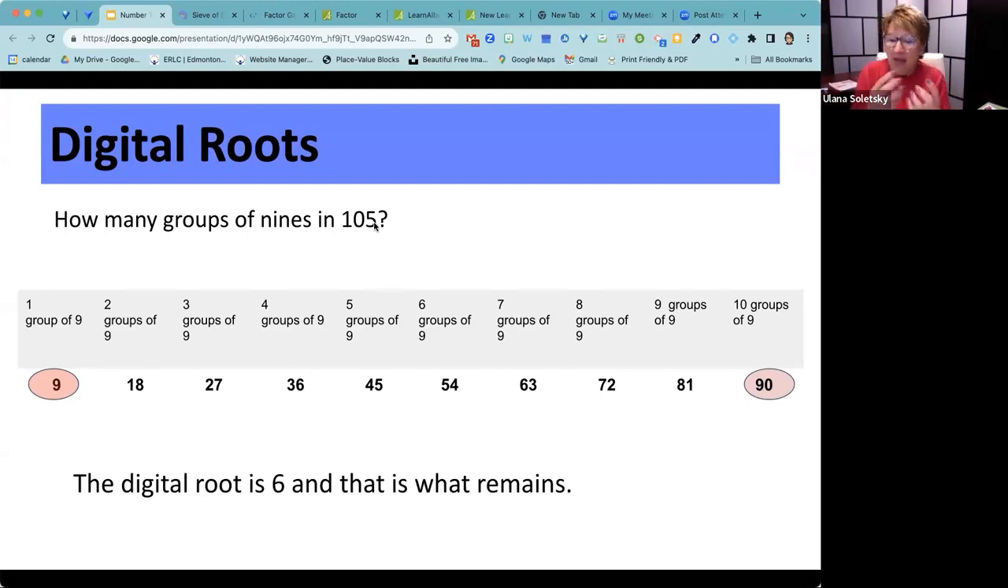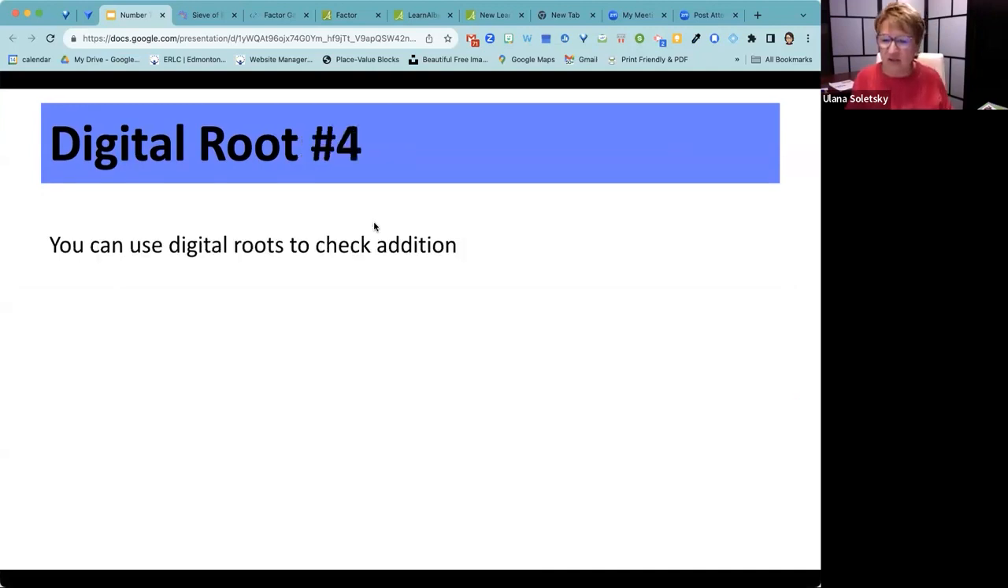Okay, now that you have the foundation or understanding of what it is, let's just work on the digital root. Why do I want you to know it? Well, you can use it to check addition. How many times do you give kids work and then you say, did you check your answer? And they say to you, okay, I have to go back. And what do they do? They redo the question again, right?